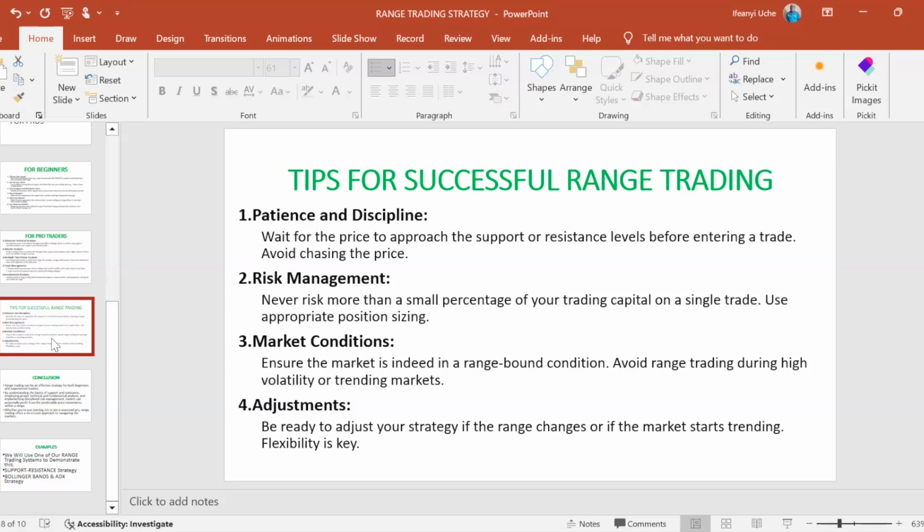If you have $100 and you're using 1.0, and it goes 100 pips or 50 pips against you, you would have lost 50% of your account. Is that wise for you? Why not be patient and disciplined and build it methodically, slowly, steadily, and consistently? So the next thing is to observe market conditions, ensuring that the market is indeed in a range-bound condition. Avoid range trading during high volatility, as I just mentioned, and make adjustments as the market begins to adjust. Also make your own adjustment, be flexible.